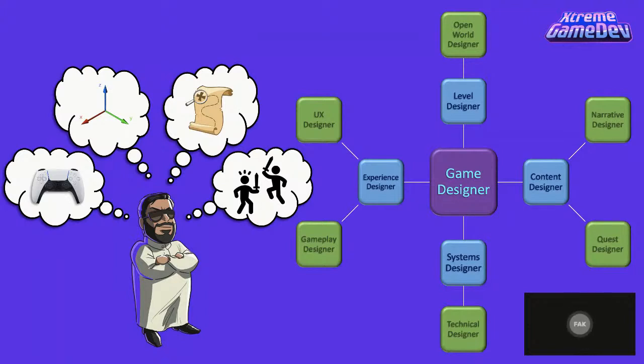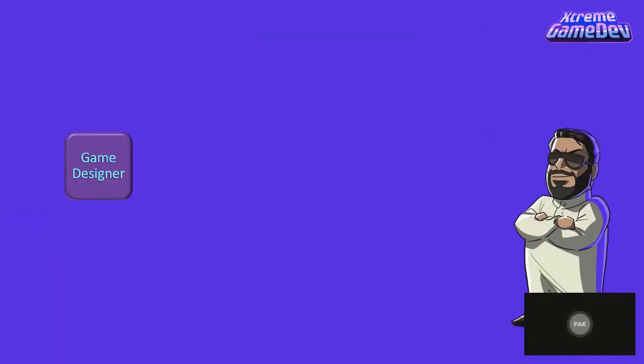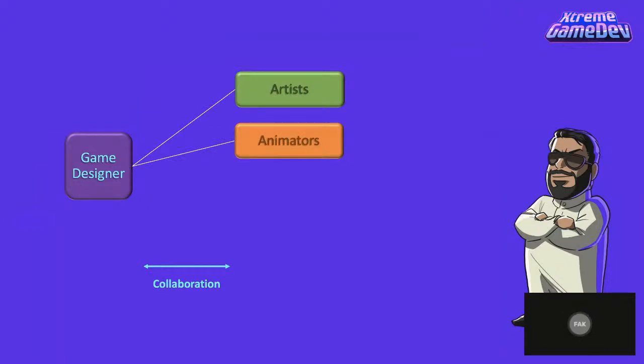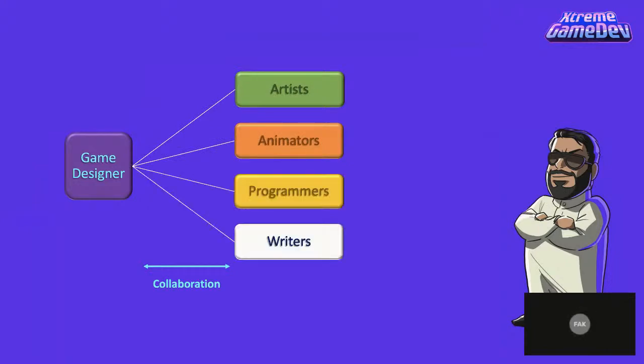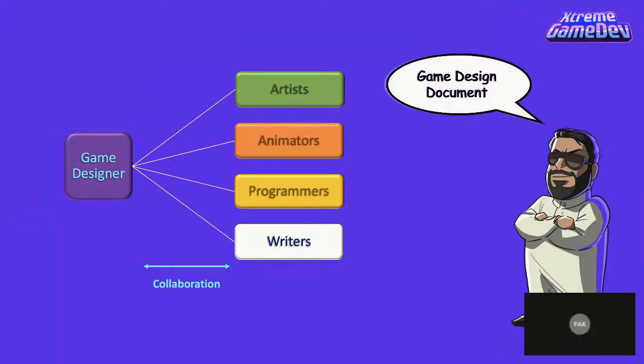So okay, I'm a game designer. What's my role, and what can I do next? Your role is to collaborate with artists, animators, programmers, writers. So how do you collaborate? You collaborate with the game design documents. Not a lot of people know what this document is, but it's the role of a game designer to either write the game design document or contribute to it. It depends on how specific you are.